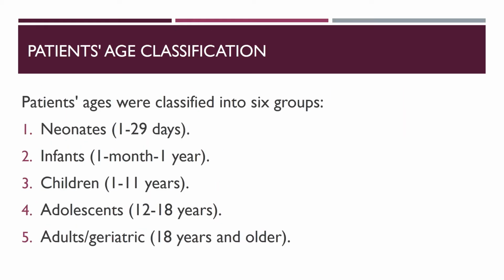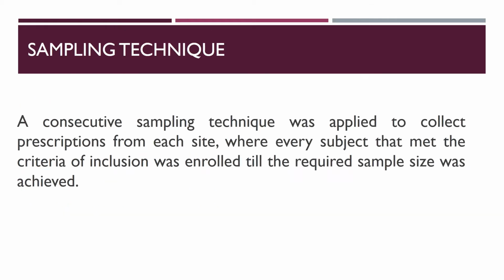Our patient age classification in the study was neonate from 1 to 29 days, infant 1 month to 1 year, children from 1 to 11 years, adolescents from 12 to 18 years, and adult and geriatric from 18 years and older. For the sampling technique, we followed a consecutive sampling technique to collect the prescriptions from each site, where every subject that met the inclusion criteria was enrolled until the required sample size was achieved.